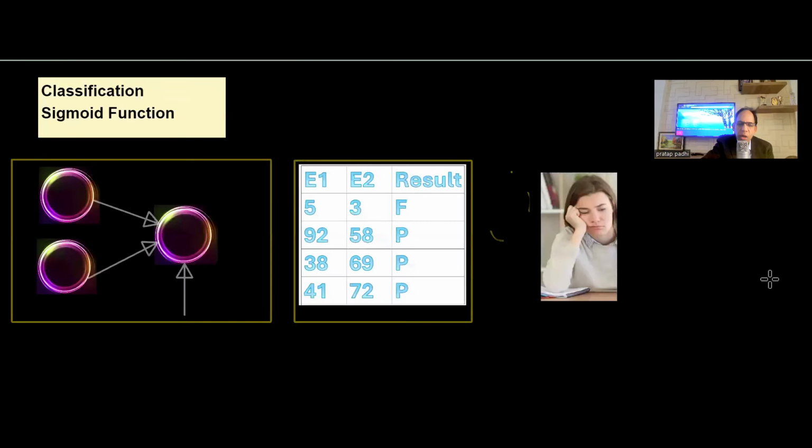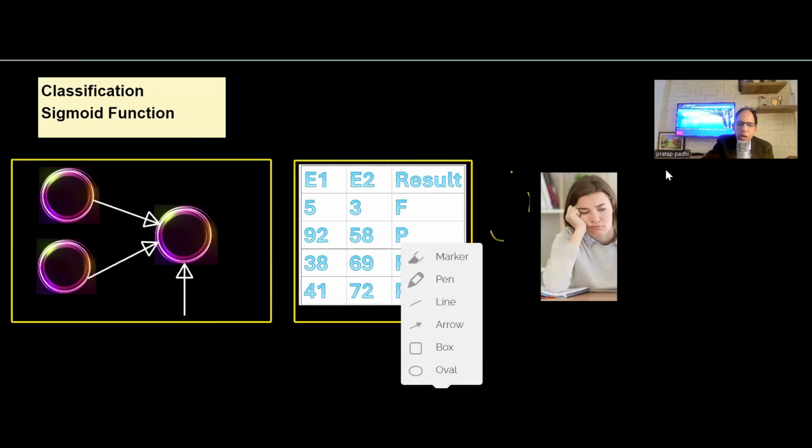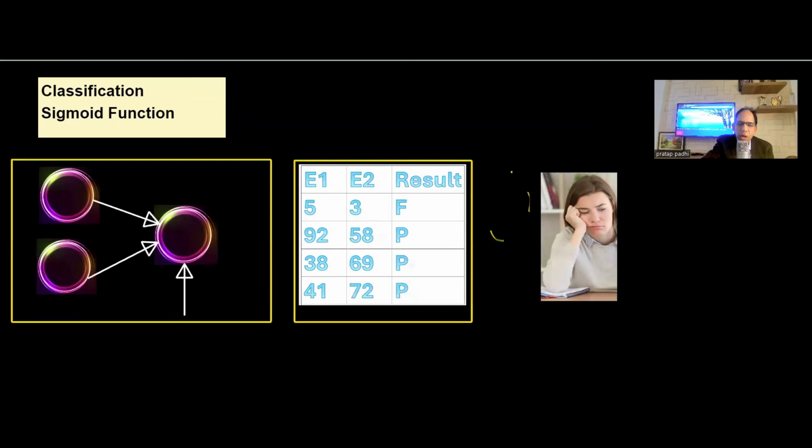See here, students appear for an exam. This is data. Two exams they appeared for. I've written E1 and E2 here. If you want, you can say unit test 1, unit test 2, or exam 1, exam 2, or half yearly and final exam. Doesn't matter, whatever you think. But ultimately, these will be numbers for the neural network.